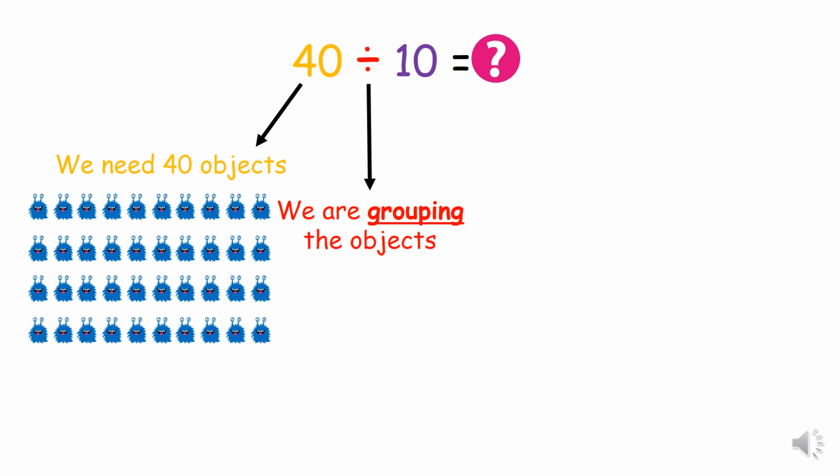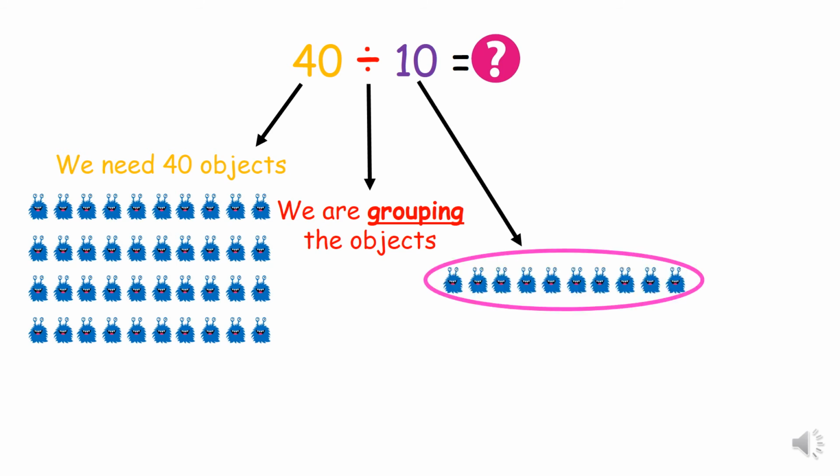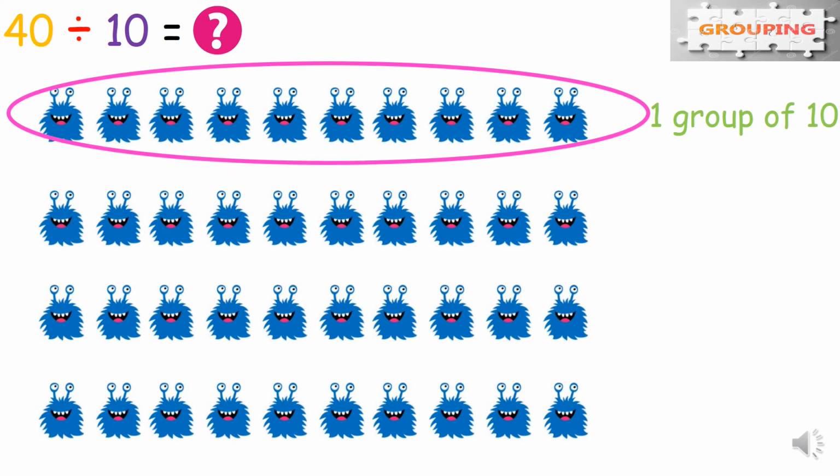Instead of sharing our aliens, we're going to group our aliens instead, which means we're going to put them into a group of 10 and keep doing this until they're all grouped together. And they're going into groups of 10 this time. So as you can see, I counted out 10 aliens and I drew a shape around my aliens to put them into a group. So now I have one group of 10.